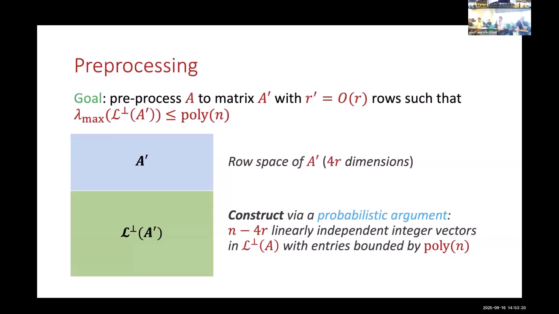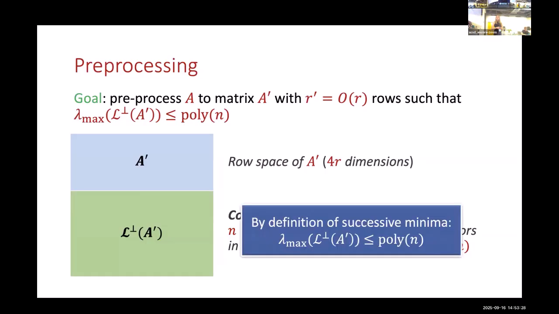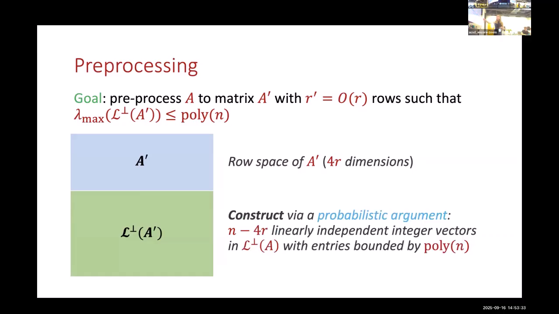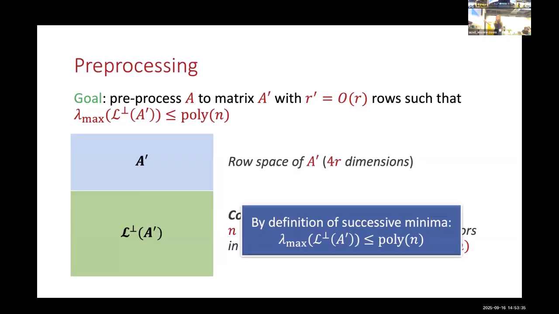So now the key thing we need to talk about is how to construct, using a probabilistic argument, n minus 4r linearly independent integer vectors. And yeah, by what's written here, we actually will get this condition: lambda max of the orthogonal lattice will be bounded.